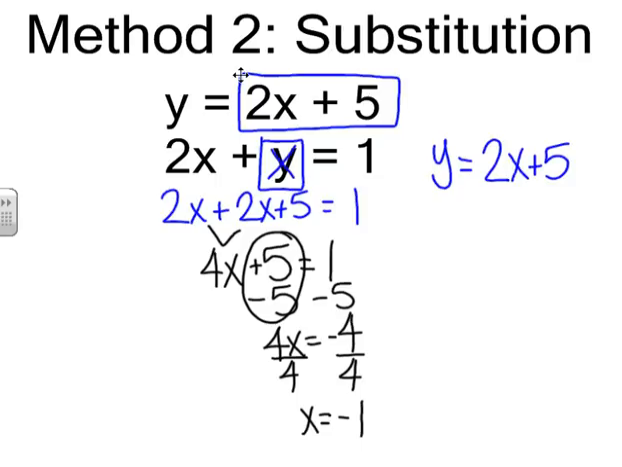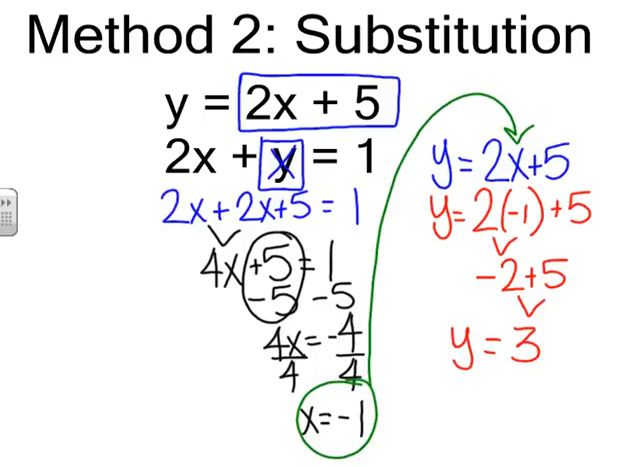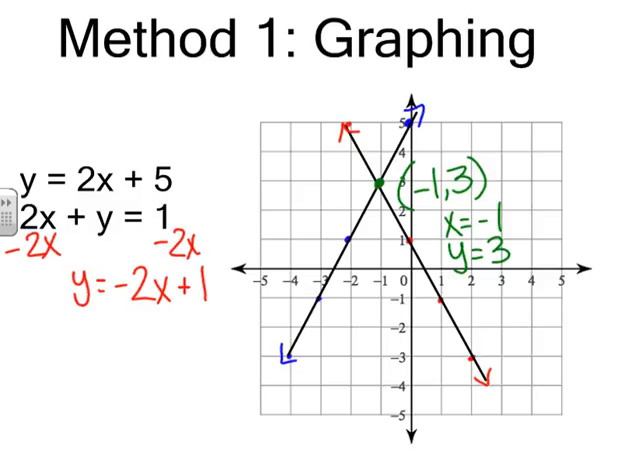And now I'm going to substitute in x equals negative 1 into the equation. So I get y equals 2 times negative 1 plus 5. And negative 2 plus 5 is 3. So y equals 3. Now I can write my final answer, x equals negative 1, y equals 3, or the ordered pair negative 1, 3. Let's compare that to the graph, and we got the same answer using both methods.